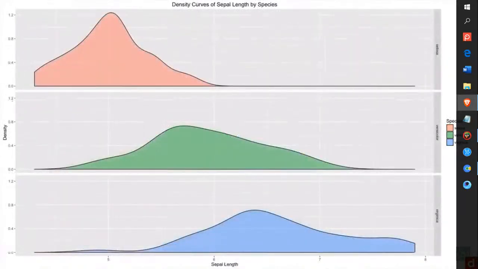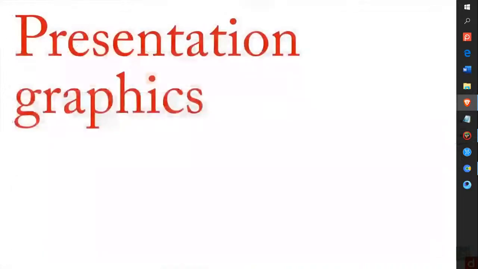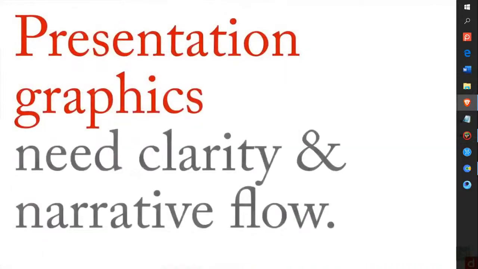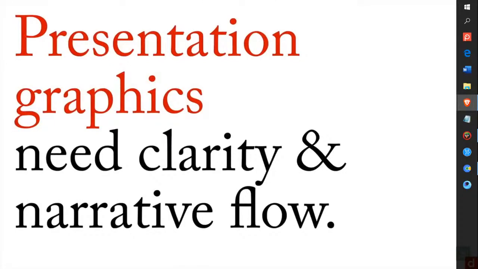But in each case, this is done for the benefit of you as the analyst understanding the data. These are quick, they're effective. Now, they're not very well labeled, and they're usually for your insight, and then you do other things as a result of that. On the other hand, presentation graphics, which are for the benefit of your client, those need clarity and they need a narrative flow.